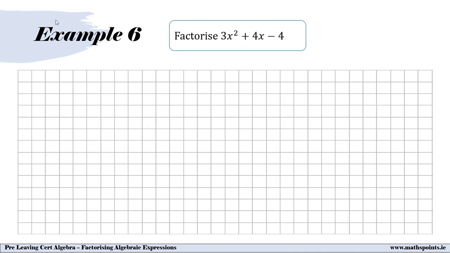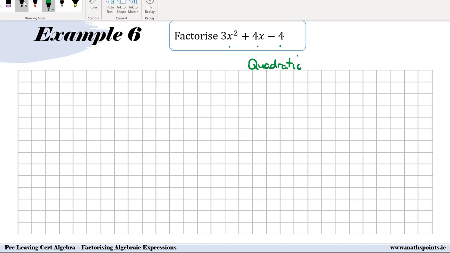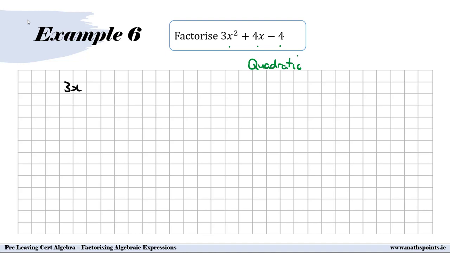So in example 6, we can see again that we have 3 terms. So again, this is going to be the factorization of a quadratic trinomial. We're going to write down the term as we did before, 3x squared plus 4x minus 4, and then immediately underneath it we do 2 sets of brackets. Again, in this example, the first term in each bracket are going to multiply to give 3x squared, and that's quite obviously 3x and x.